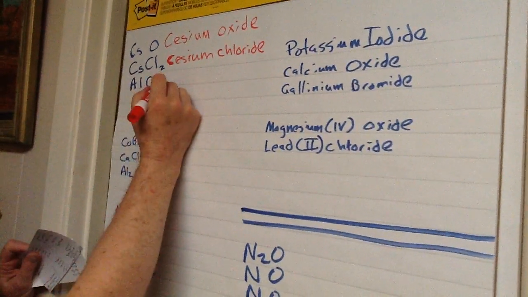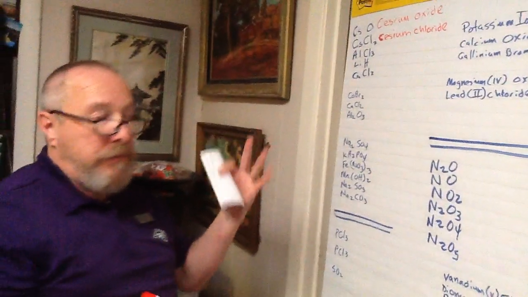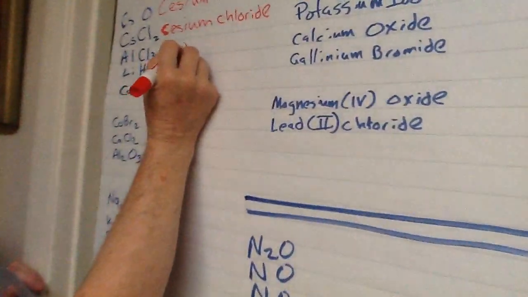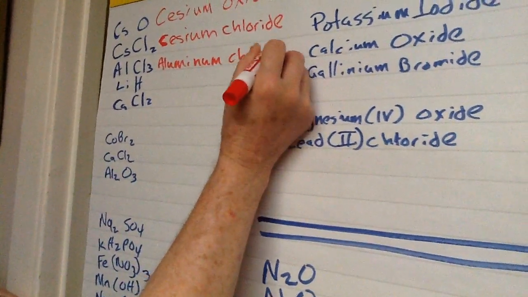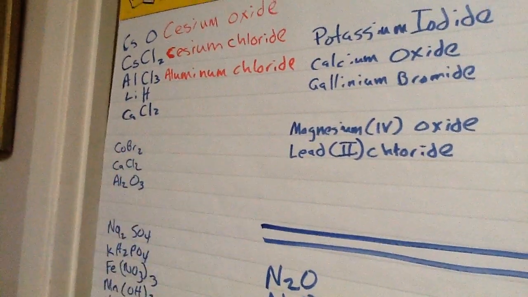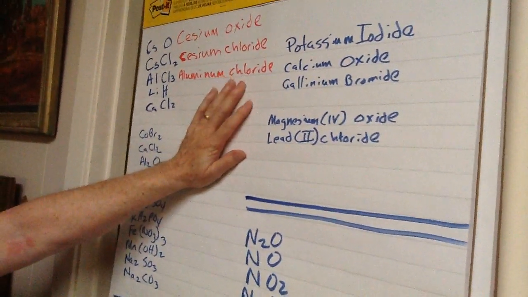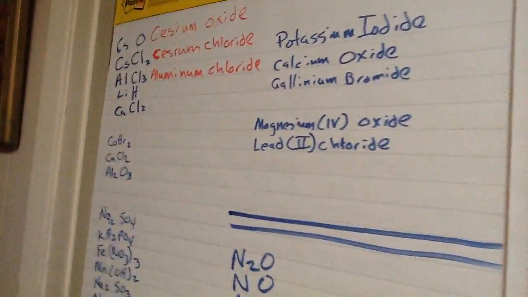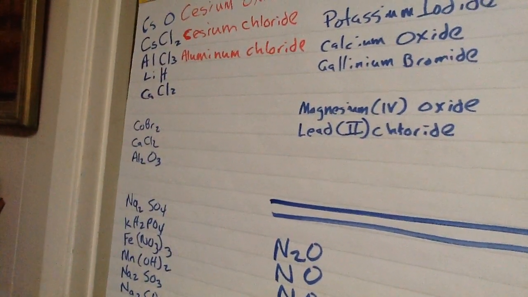Aluminum is my metal, my cation. It's going to form a +3 cation. It always forms a +3. It's a group 3A metal. This is aluminum chloride. Chlorine is my anion. I drop the -ine and add -ide. Okay? So it becomes aluminum chloride. The same way when we mix sodium and chlorine together, we get sodium chloride.